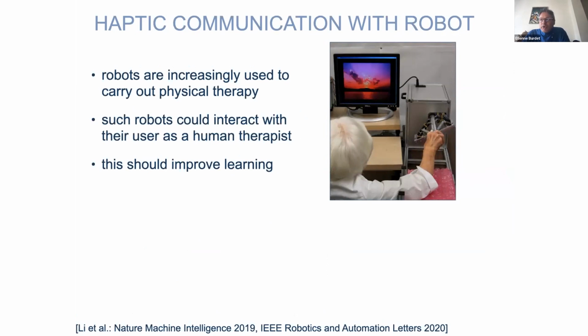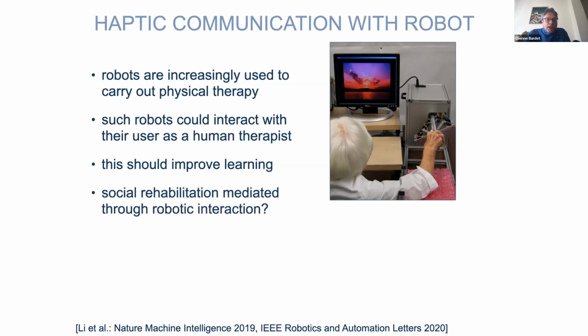You have a lot of robots that are used in contact with humans, not only in rehabilitation, actually also in industry. Such a robot could get the information from the user to help or to come against this user, to better target the interaction. And this gives also the possibility of social rehabilitation. So you may do social rehabilitation.